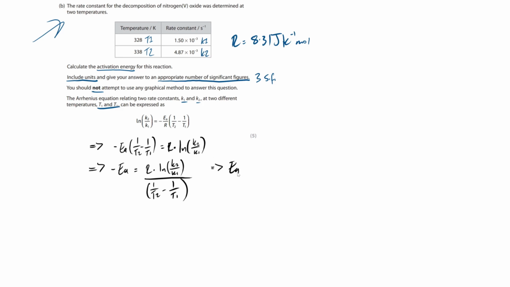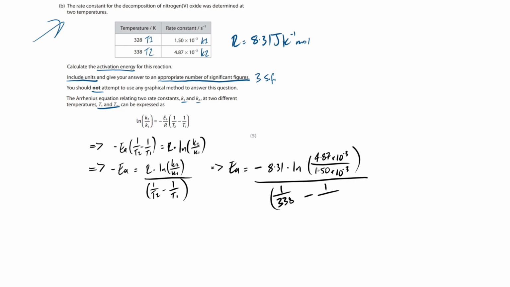So I'm going to do what I said and put a minus in front of everything. So therefore that equals minus our R gas constant value, 8.31, and this is joules per Kelvin per mole, but I'm going to leave off the units for now. And this is multiplied by our natural log of our K2 over K1. So if we just glance back at our table here, it's going to be 4.87 times 10 to minus 3 all over 1.50 times 10 to minus 3, bracket that off, and then we're going to divide that by our 1 over T2, so 1 over 338, and a minus 1 over our T1 here, 328.